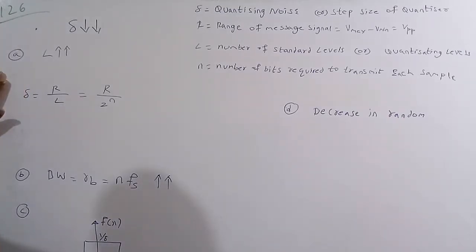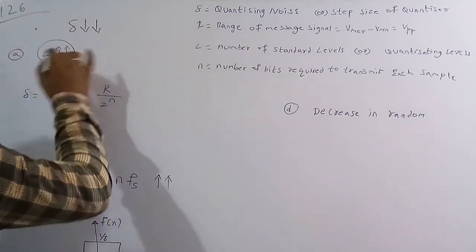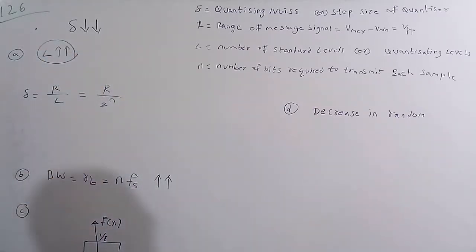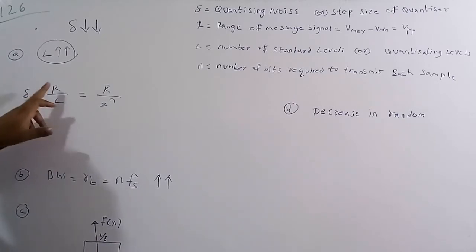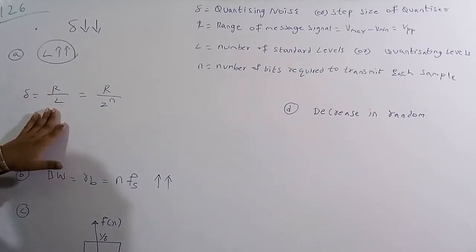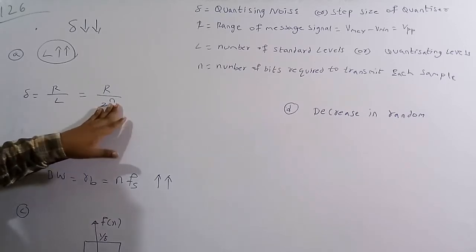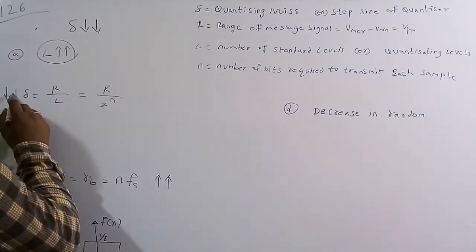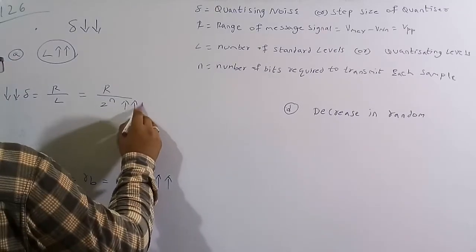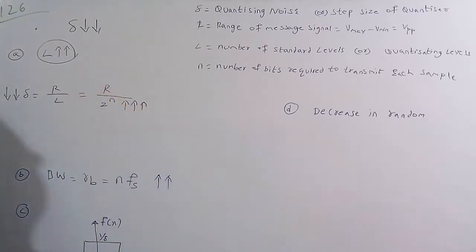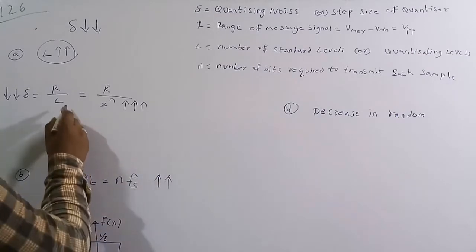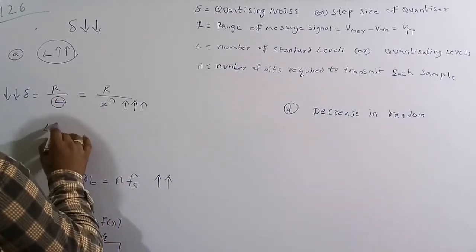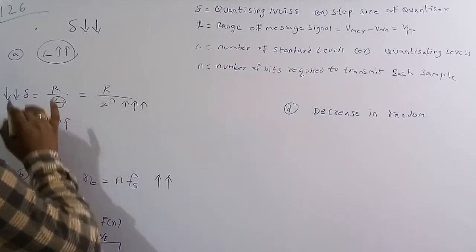So, increase in the number of standard levels. Let me check whether this is correct or wrong. In the case of delta, the basic formula is delta equals range by L, the number of standard levels. L is nothing but 2 to the power of n. If you see carefully, delta is given to decrease, so the denominator must increase, then only the overall value will decrease. Therefore L has to increase, then only this delta will decrease.